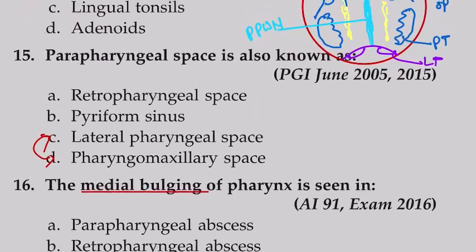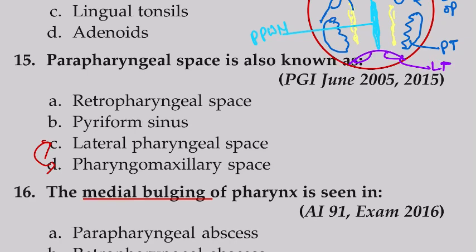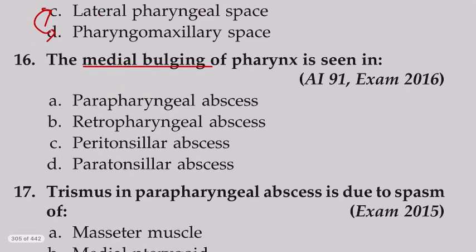Now the parapharyngeal space. It is also known as the lateral pharyngeal space or pharyngomaxillary space, right? Now moving further, we have the next question: the medial bulging of the pharynx is seen where? It is seen in parapharyngeal abscess.